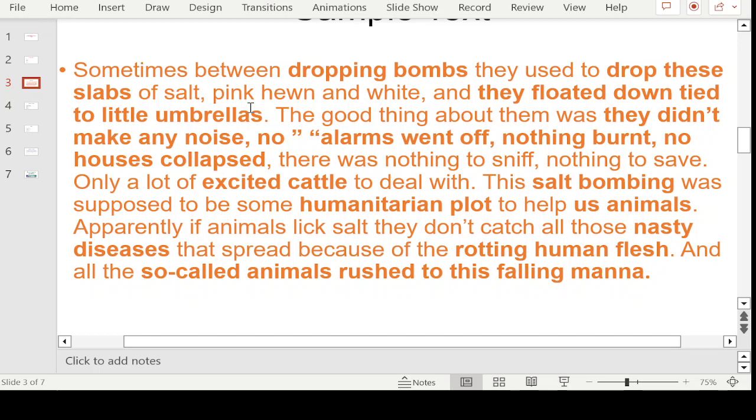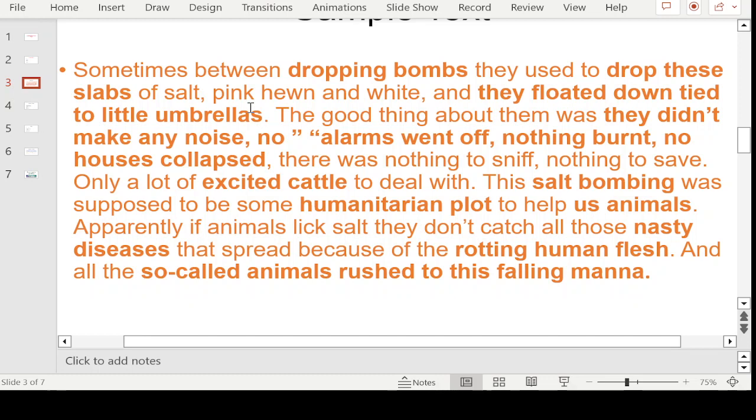Sometimes due to the dropping bombs, they used to drop these slabs of salt being hewn in white, and they floated down tied to little umbrellas. The good thing about them was they didn't make any noise, no alarms went off, nothing burned, no houses collapsed, there was nothing to sniff, nothing to save, only a lot of excited cattle to deal with. This salt bombing was supposed to be some humanitarian plot to help us animals. Apparently, if animals lick salt, they don't catch all these nasty diseases that spread because of the rotting human flesh. And all the so-called animals rush to this falling manna.